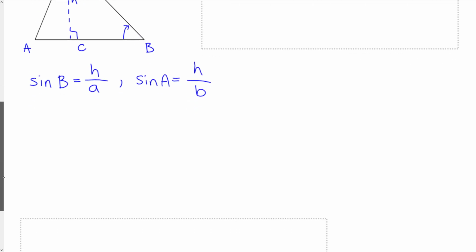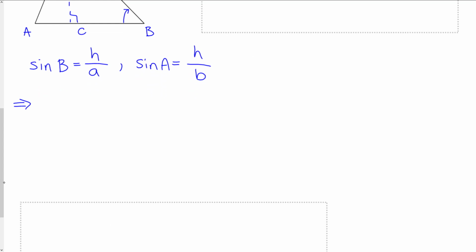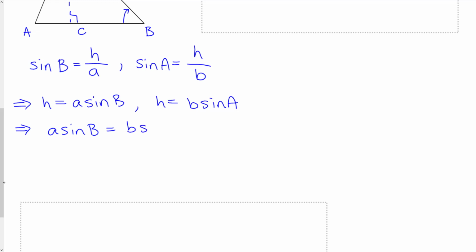Now, if I do a little bit of work with each of these, I could rewrite the first so that h is equal to a sine B, and h is equal to b sine A. So we could come up with the height of this triangle using either one of these expressions. Since the height is a constant in the triangle, these two values are equal to each other. So what we can determine is that a sine B is equal to b sine A. Since they're both equal to the height of the triangle, they're both equal to each other.